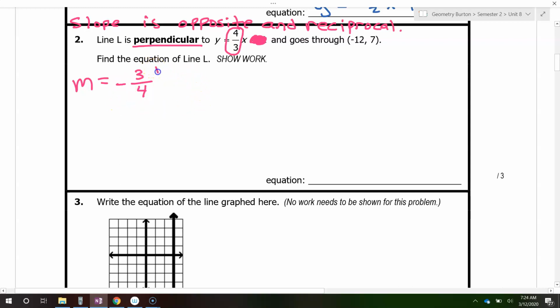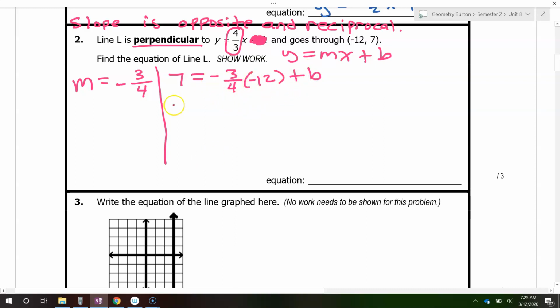Now let's go ahead and find the y-intercept. Again, I'm thinking about y equals mx plus b, and I have my x and my y. So I'm going to do 7 is equal to -3/4 times -12, because that's x, plus b. Now a negative times a negative is a positive. 4 goes into 12 3 times. 3 times 3 is 9, so this is going to be a +9.